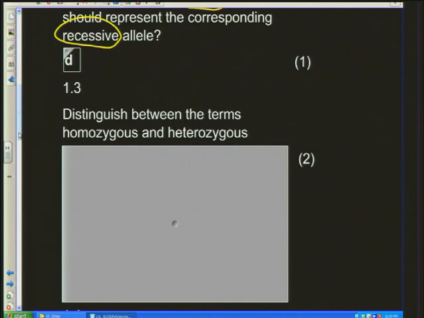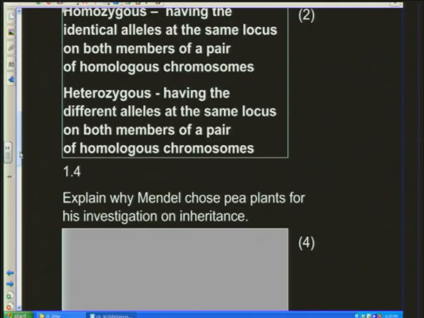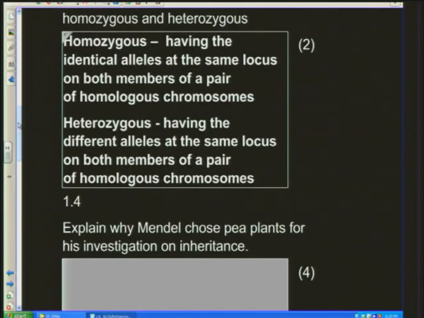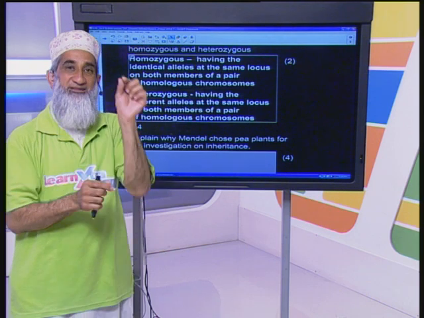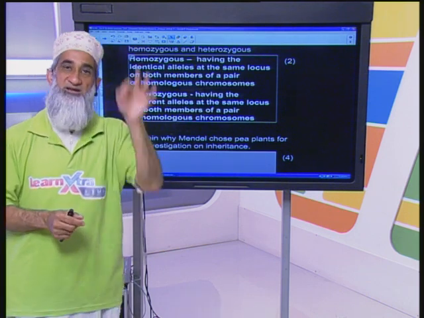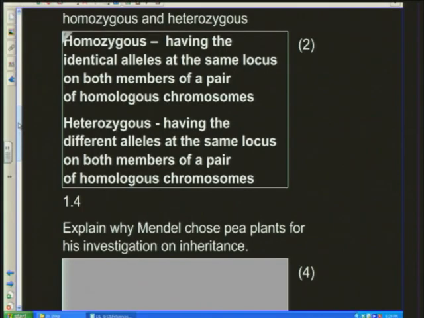1.3, distinguish between the terms homozygous and heterozygous. And we've done this before, so we're going to just show it to you on the screen. Homozygous, having identical alleles at the same locus on both members of a pair of homologous chromosomes. One from your mother, one from your father. On both of those, the alleles are identical. If they're coding for blue eyes, they must both be coding for blue eyes. Heterozygous, having, only one word is changing here, different. Having different alleles at the same locus. Remember, the rest of the sentence is the same. Don't learn the thing twice. One is same, one is different.